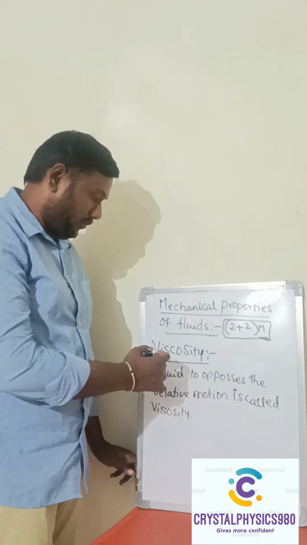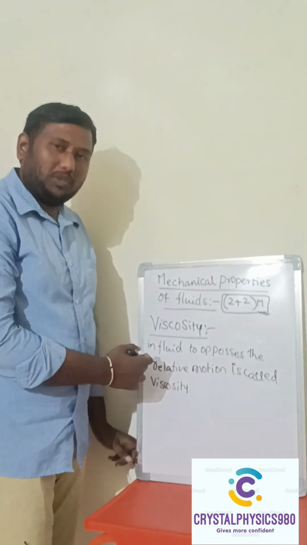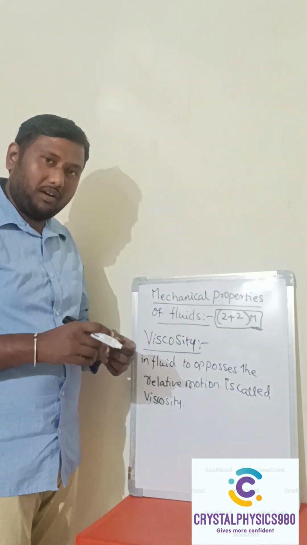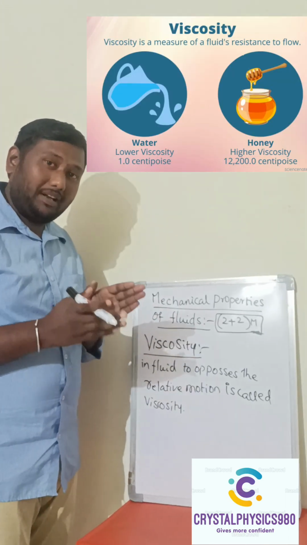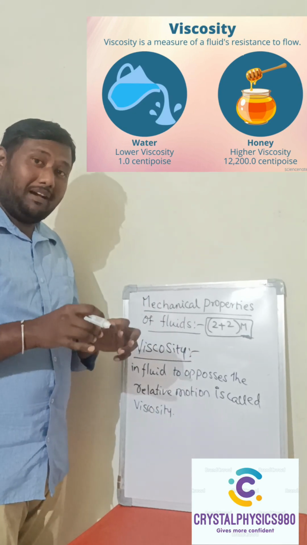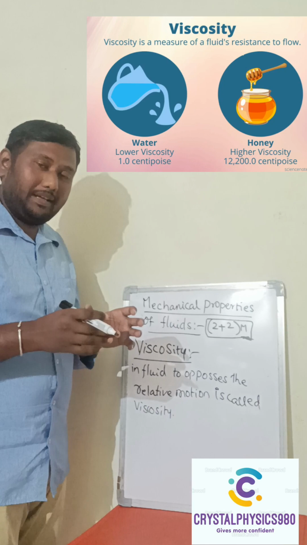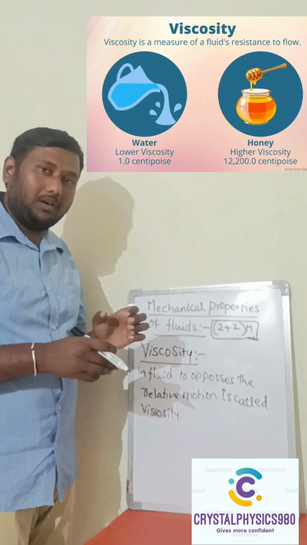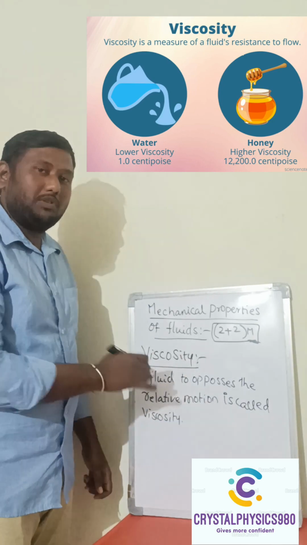Next topic is viscosity. So what is viscosity? Suppose we are taking a pipe, and inside the pipe the water is moving. When the water is moving, it is in the form of layers. Those layers oppose the motion. So the layers inside get some forces that oppose the motion of the water. That is known as viscosity.